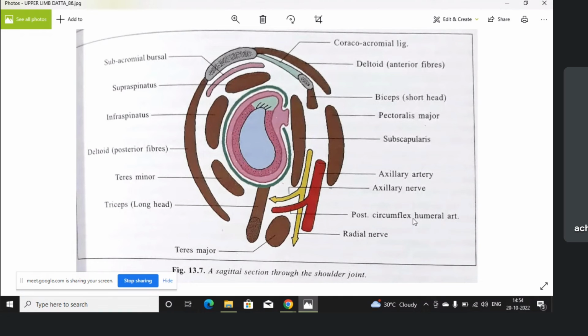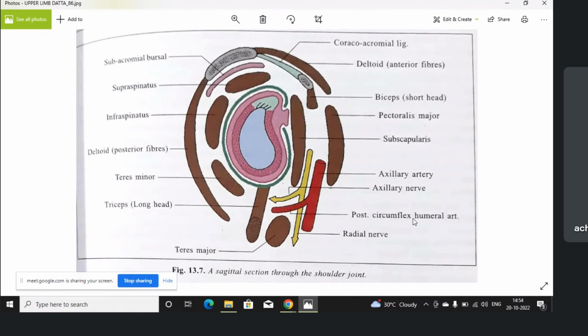Under the anterior, posterior, superior and below relations, all these muscles together form the rotator cuff. The rotator cuff protects the joint. Write down: rotator cuff protects the shoulder joint. Rotator cuff muscles, write them again.